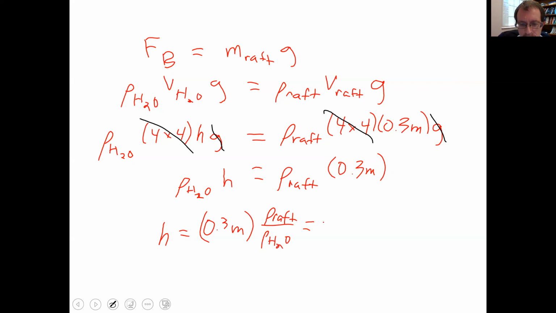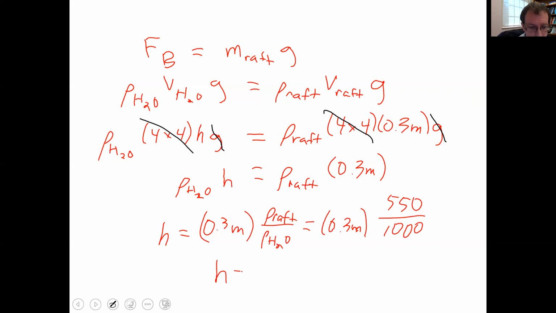And I know what those numbers are. We have 0.3 meters. The raft is made out of pine wood, which has a density of 550 kilograms per meter cubed. The density of water is 1,000 kilograms per meter cubed. Because the units are the same on the top and bottom of this fraction, the units are just going to cancel out. That's why I didn't bother writing them in.